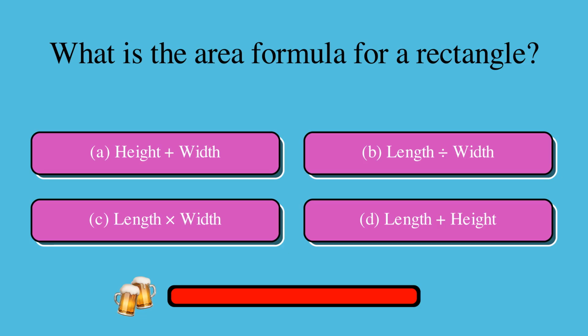What is the area formula for a rectangle? Is it A, height plus width, B, length width, C, length x width, or D, length plus height? The correct answer is C, length x width.